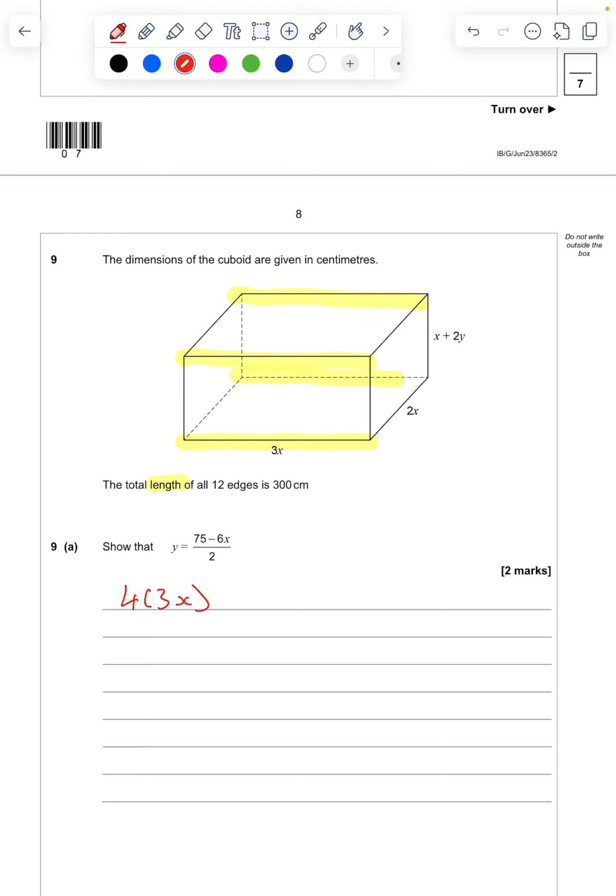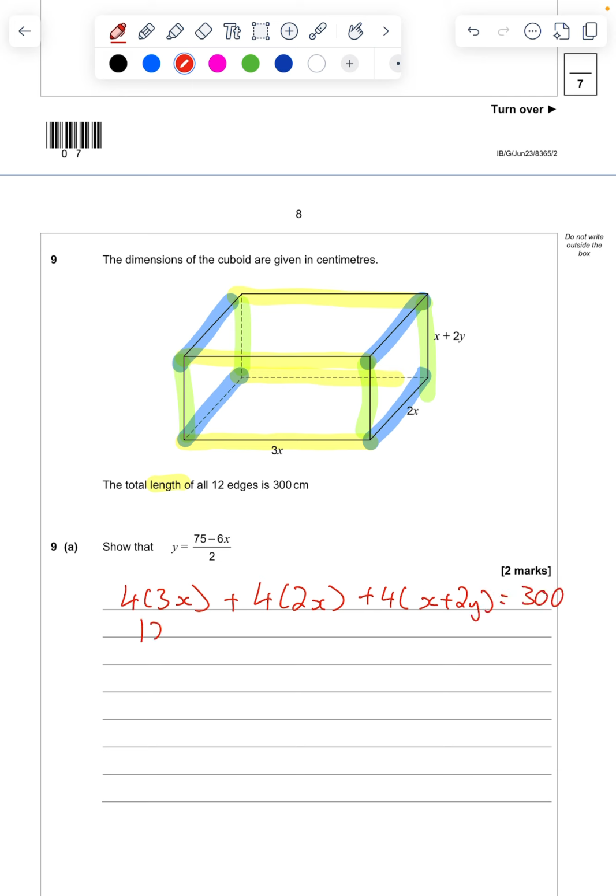You've also got some sides that have a length of 2x, this one, this one, this one, and this one. Again, so you've got 4 lots of 2x on this bit, and then you've also got this part here, this part here, this part here, this part here, which is x plus 2y. So you've got 4 lots of x plus 2y is going to be equal to 300. They're the lengths added together.